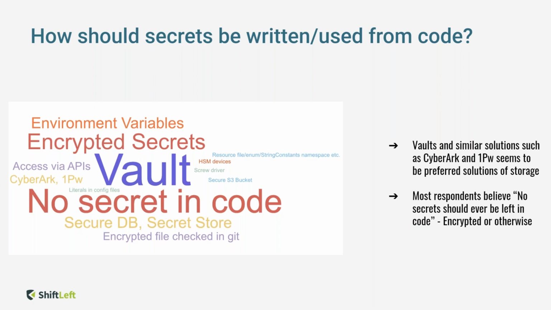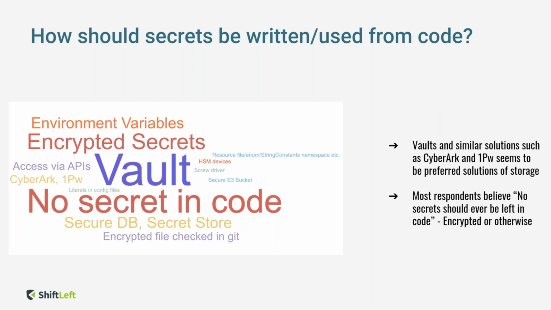And then from a utility perspective, as to how you could secure it, the word vault is the one that stood out the most. Software like CyberArk and 1Password, and even encrypting it and checking it into the repository. So the file in the repository is fully encrypted and the key is kept somewhere else, so that the file can be decrypted at runtime using a key that's coming in from a vault.